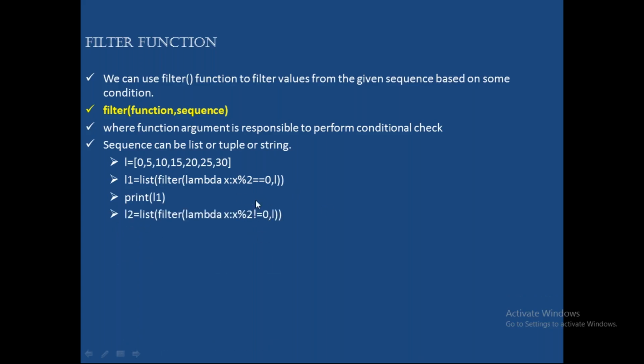Okay, next, can you tell me what values I will get in this L2? Just print L2, what values will I get? 5, 15, 25. Okay, because it's exactly the opposite. Here you will get even numbers, here you will get odd numbers. Okay, you are right. Any questions here?